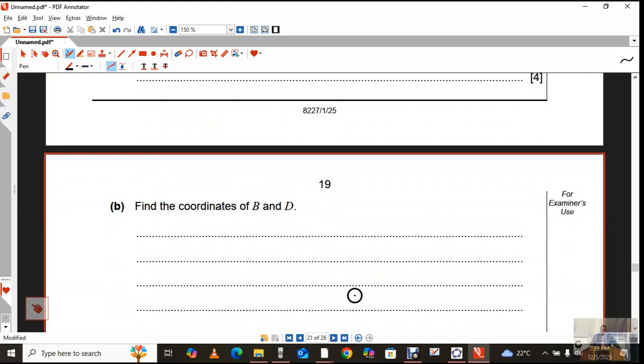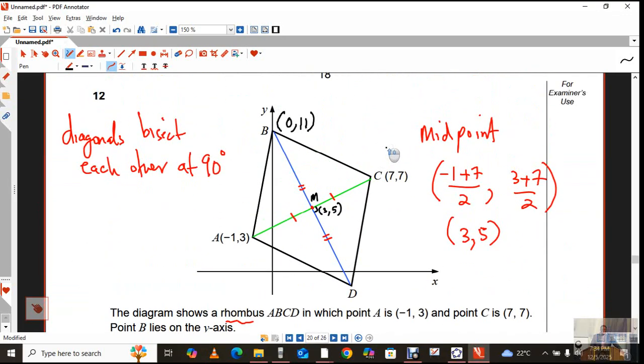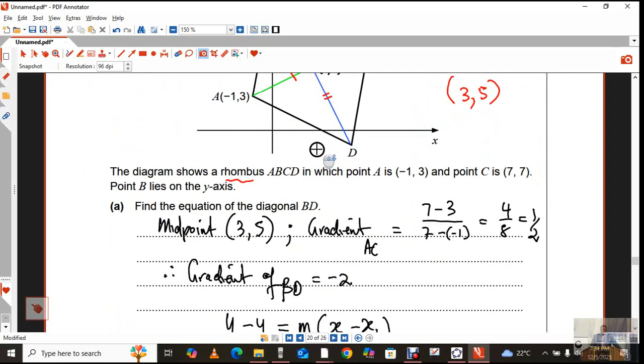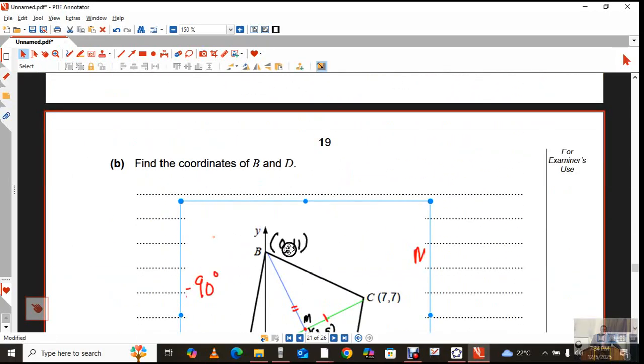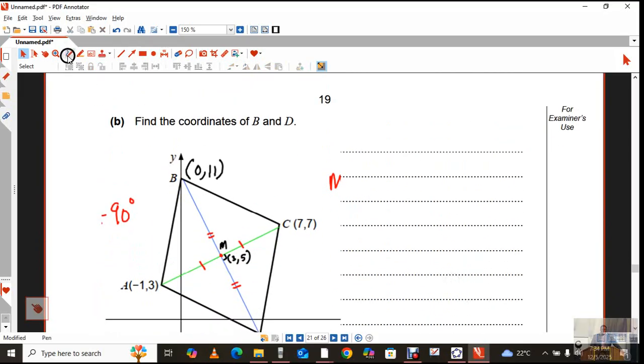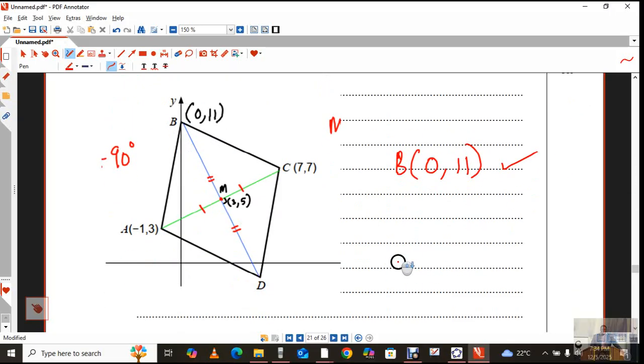Now they say find the coordinates of B and D. Let me go take a snapshot of this diagram, our wonderful diagram. I might bring it with some stuff there. But don't worry. I'm only particularly interested in that. Let's bring it down. Now, they say find the coordinates of B. Now, I think we can do B. B is nothing but (0, 11). You agree with me? That's maybe 1 mark.